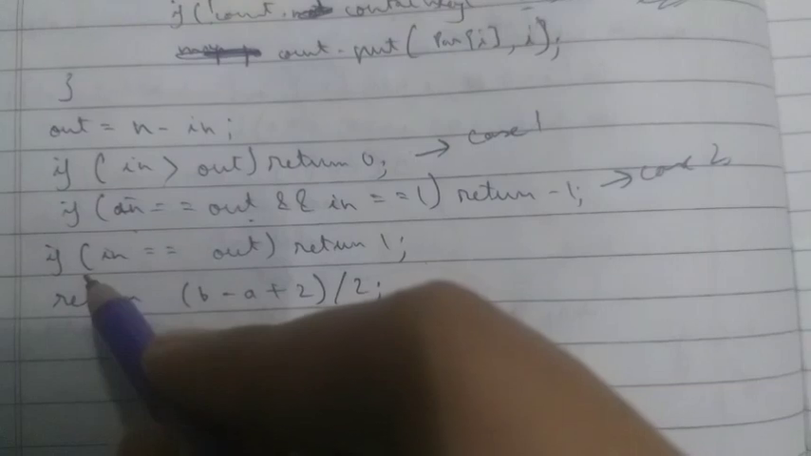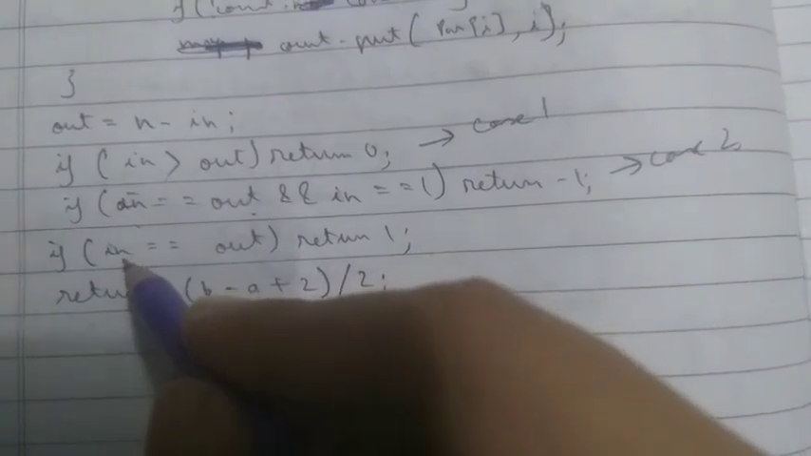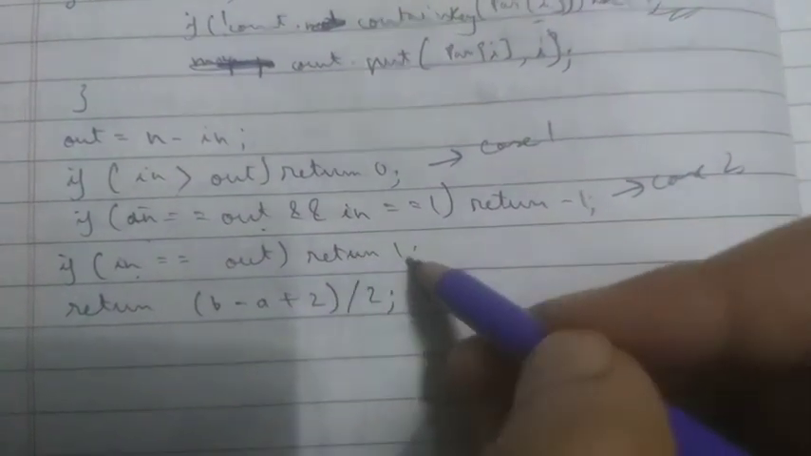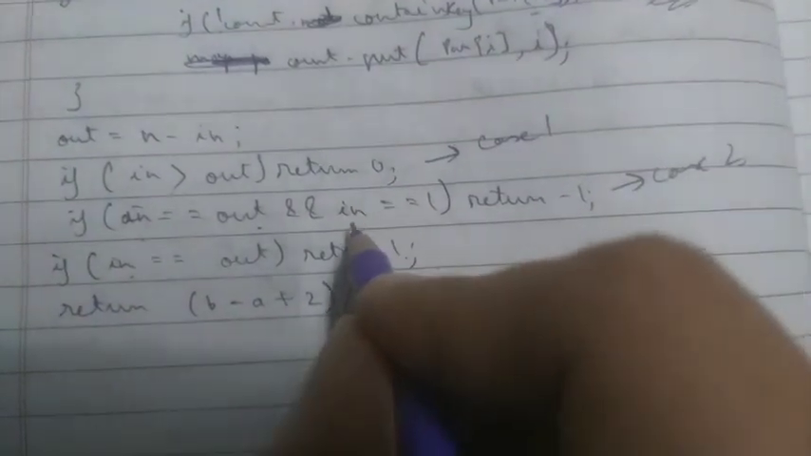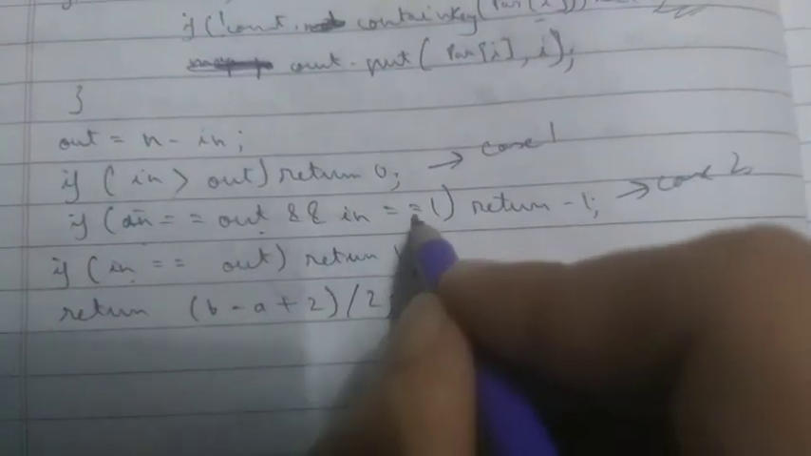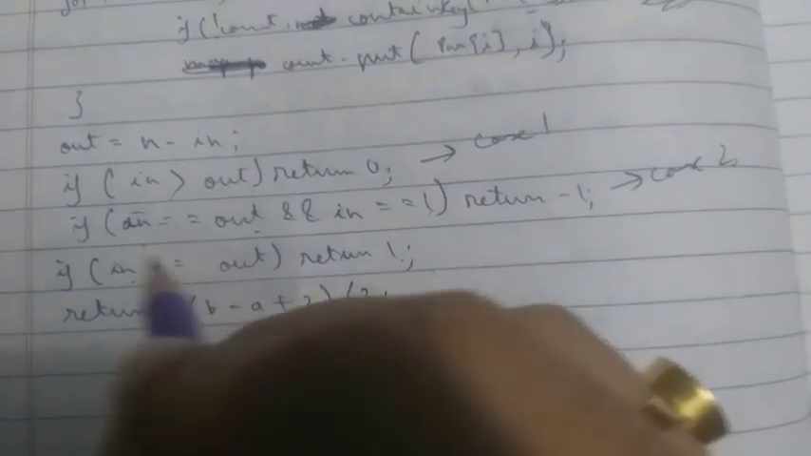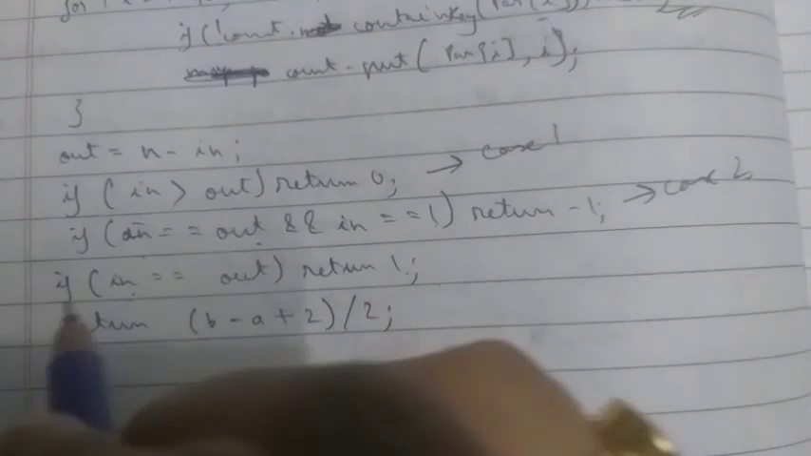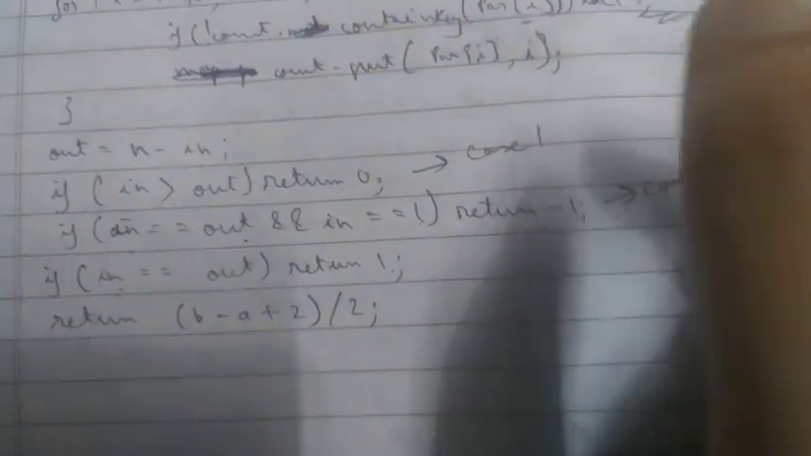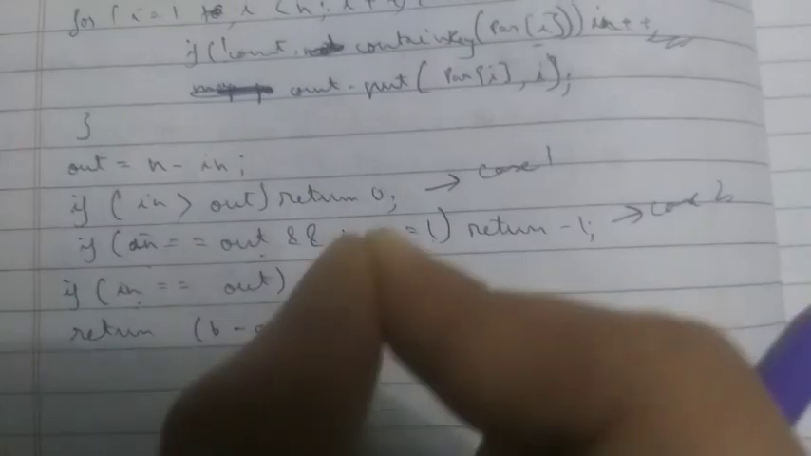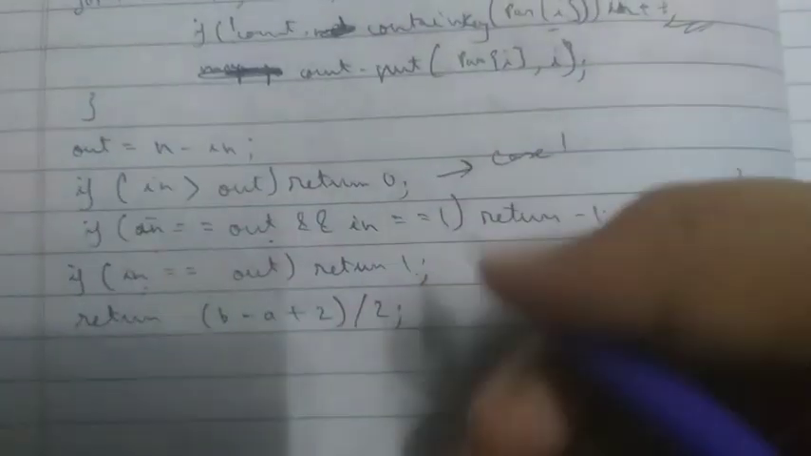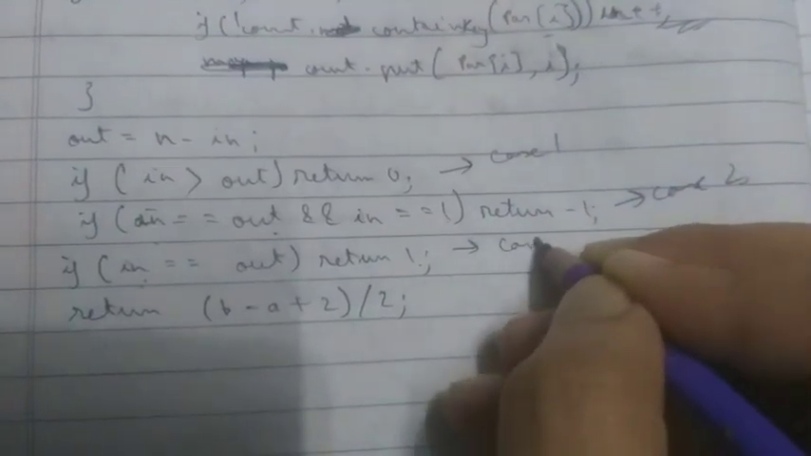And if both are equal, then we have to return 1, because if the internal nodes are not equal to 1 but the number of internal nodes and leaf nodes are the same, then we have to just perform one operation, that is take one leaf node and put it into another leaf node, and we are done with it. So this is case 3.